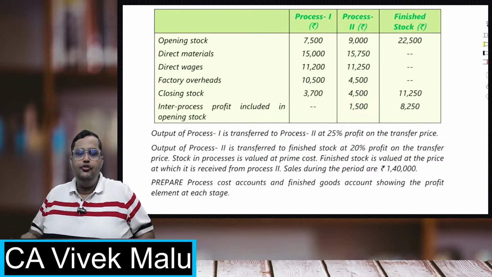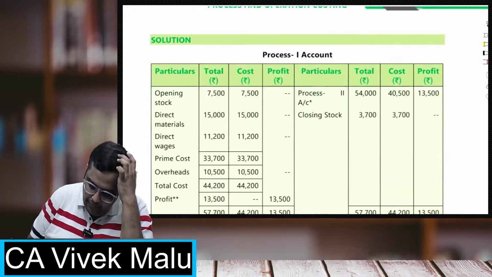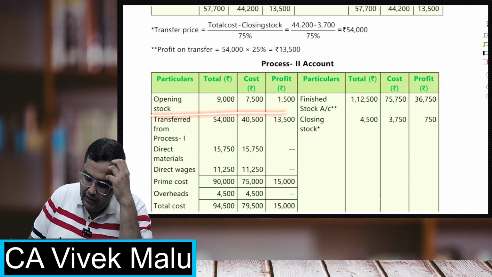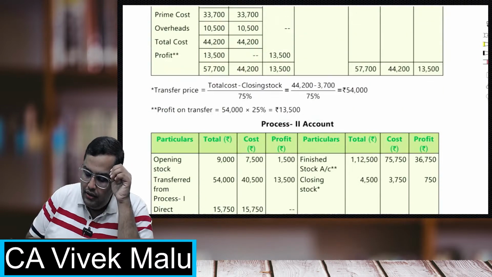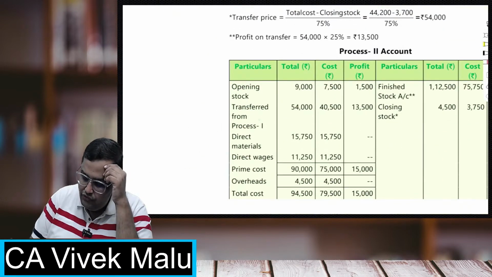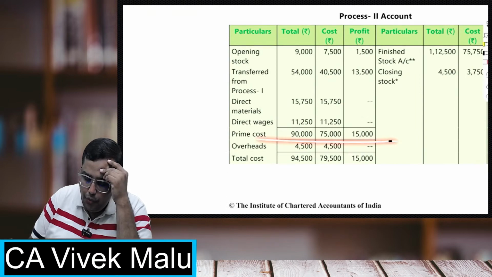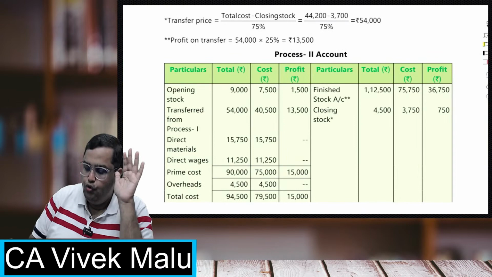Okay. Now what you have to do is, when you write the opening stocks, to balance brought down, that time you have to write the cost as well as the profit. Now, whatever I have transferred from the first process will be transferred to the second process. Now, some new materials, some new wages, I got the new prime cost, I got the overheads. Okay, till here also it is easy.